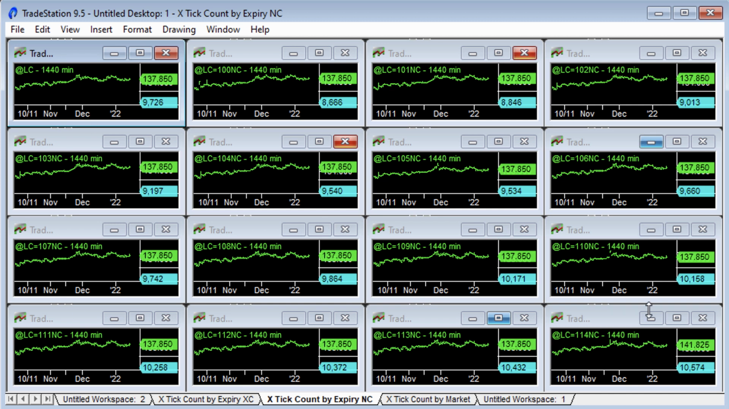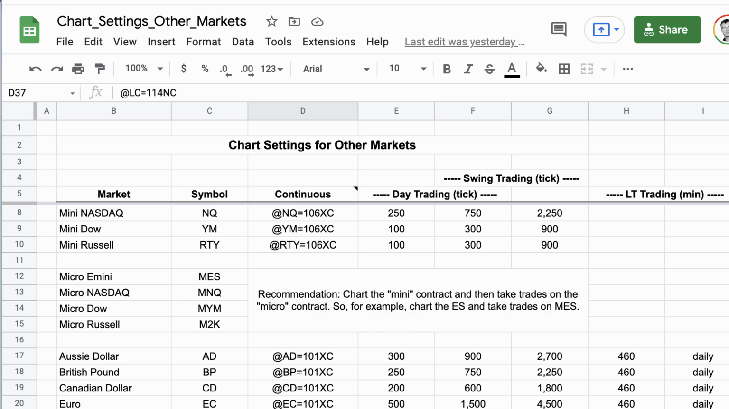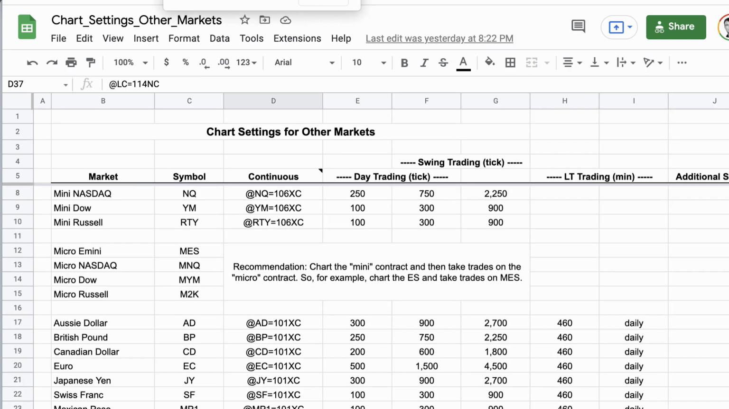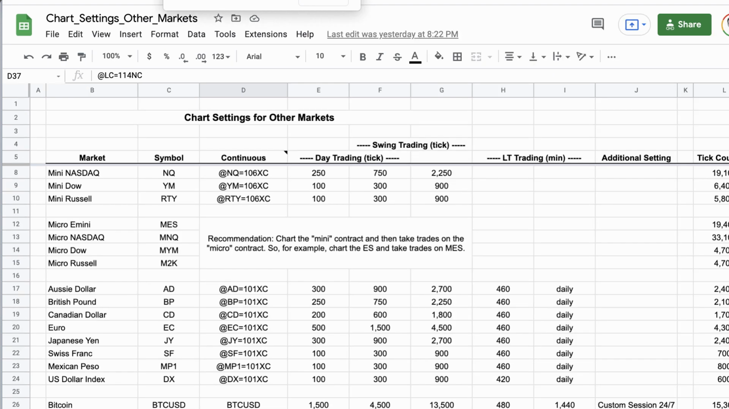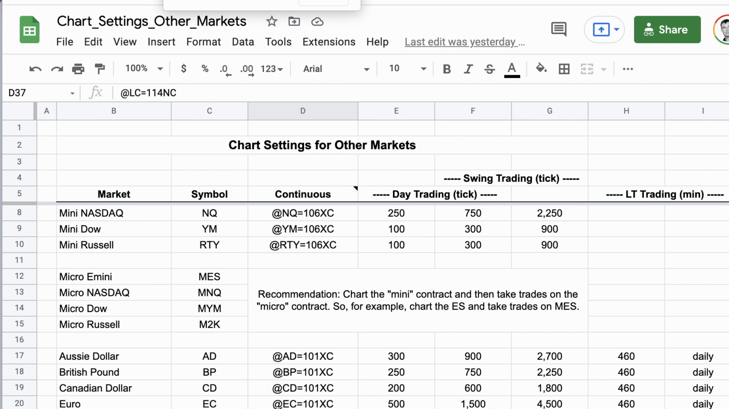So I know that's a lot of work. I've done the work, captured all of this data on screenshots and so on, and then summarized it with the tick chart settings for other markets. So if you're a subscriber to the Emini-Watch Better Indicators, you'll have access to this Google Sheet with all the information.